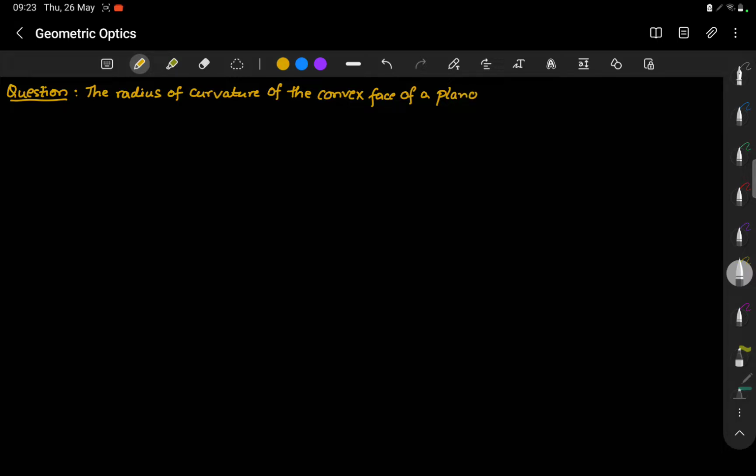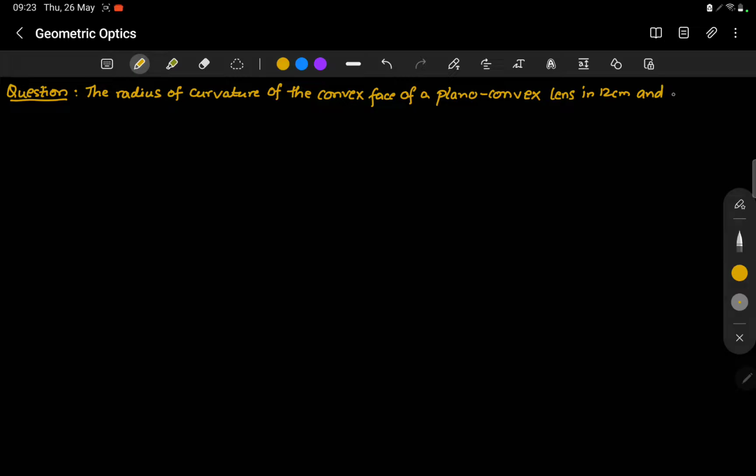Earlier we saw a convex lens or a biconvex lens in which both the surfaces were curved and both the surfaces were convex. Right, now in this question we have a plano-convex lens with a radius of curvature 12 centimeters for the curved surface, and the lens is made of glass. So refractive index of glass is given as 1.5. The first part of the question says find the focal length.